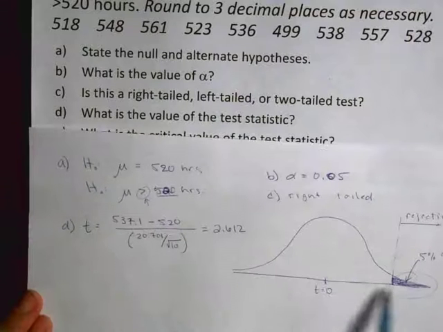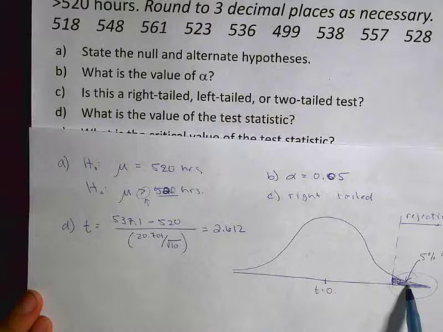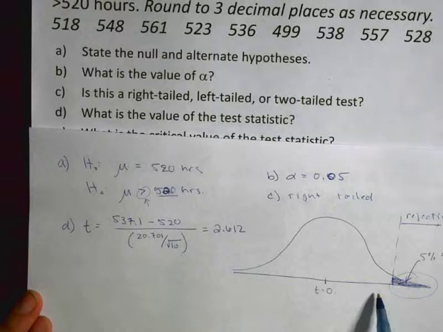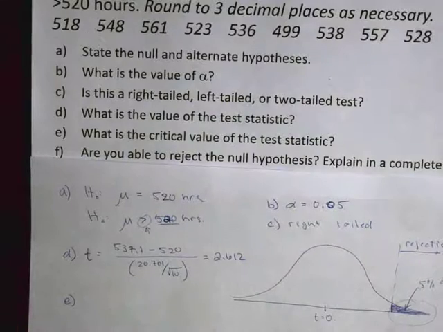So we don't quite actually know where 2.612 falls on this line yet. We know that it's something above, so the mean is greater than 520, so we have a positive t-score. But I don't know if the 2.61 is going to fall here or here, because I don't yet know the value of the critical value of the test statistic. So we'll find that from the table.